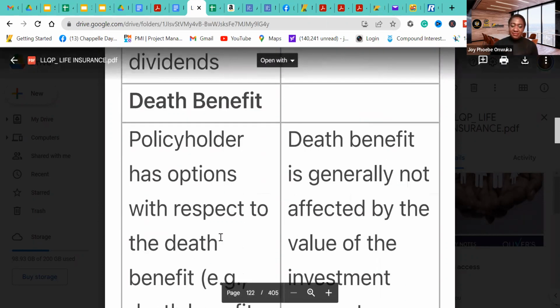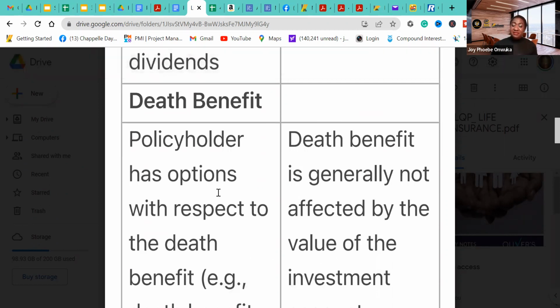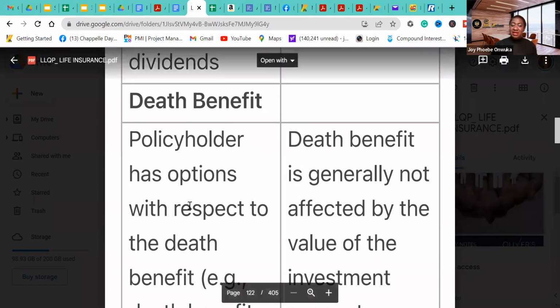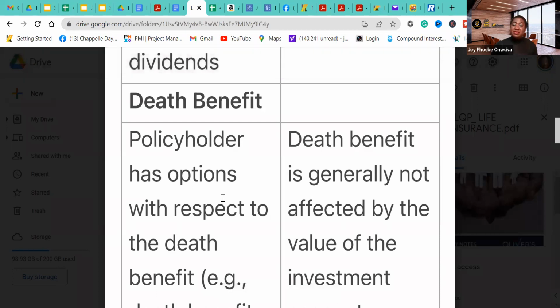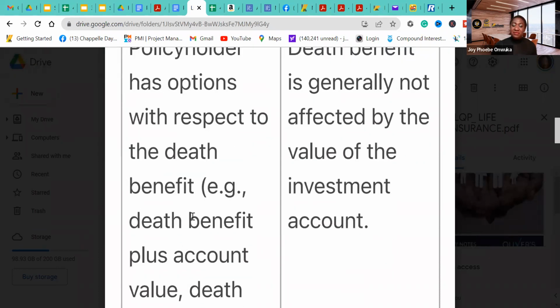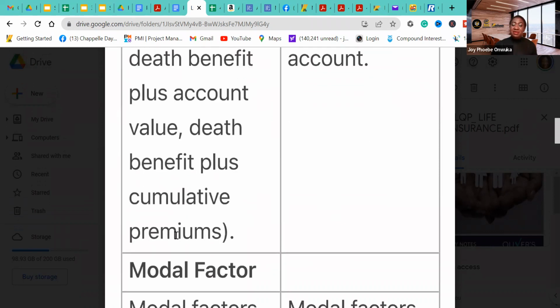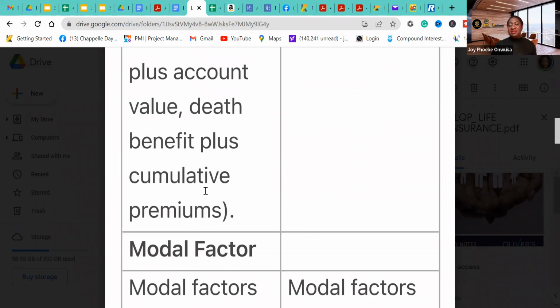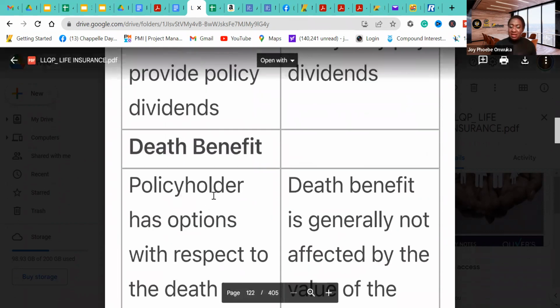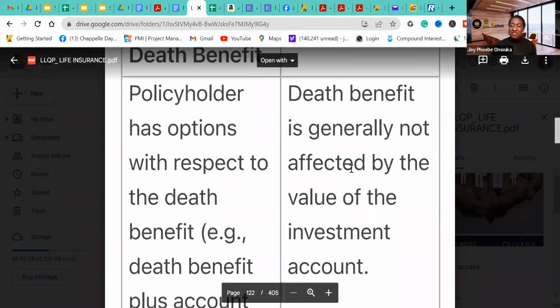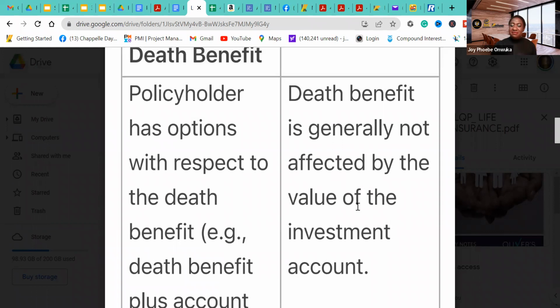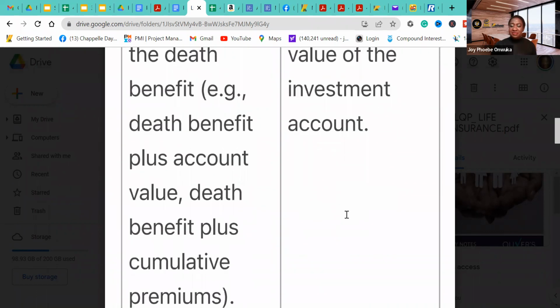Death benefit. For death benefit, the difference between UL and whole life is that the policyholder has options with respect to death benefit. For example, death benefit plus account value, death benefit plus cumulative premiums, and stuff like that. But for whole life, death benefit is generally not affected by the value of the investment account.